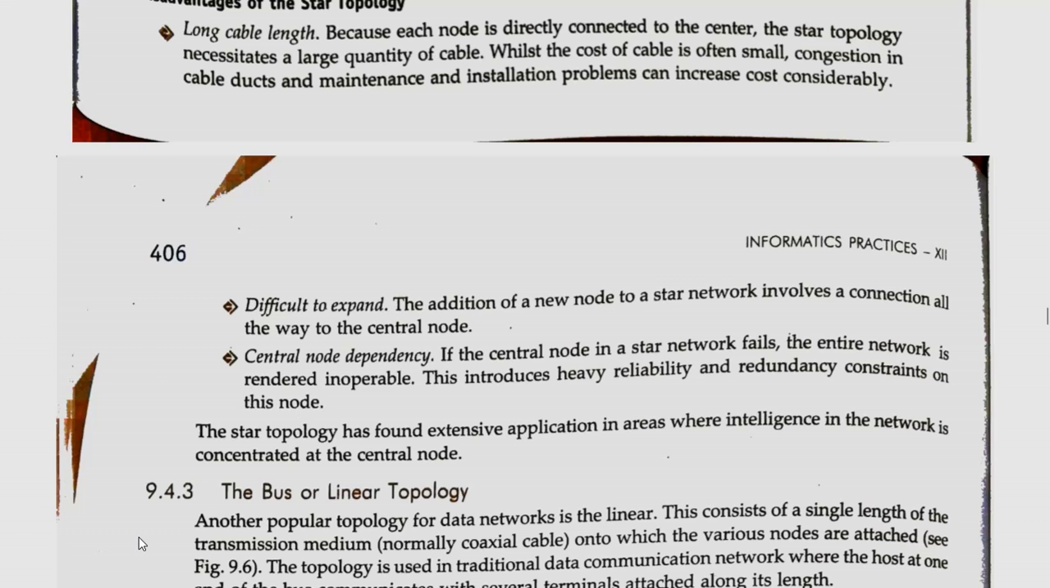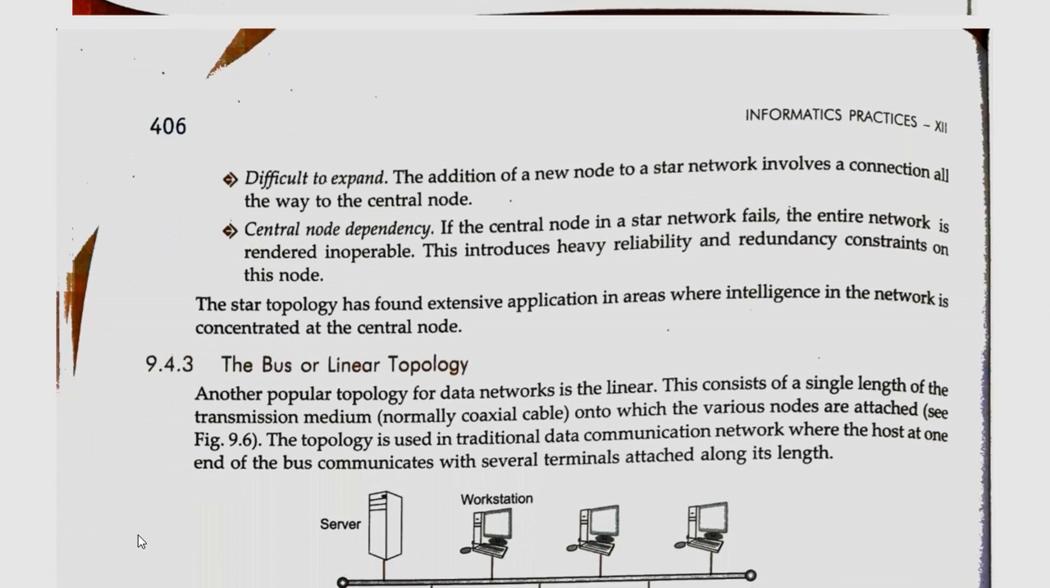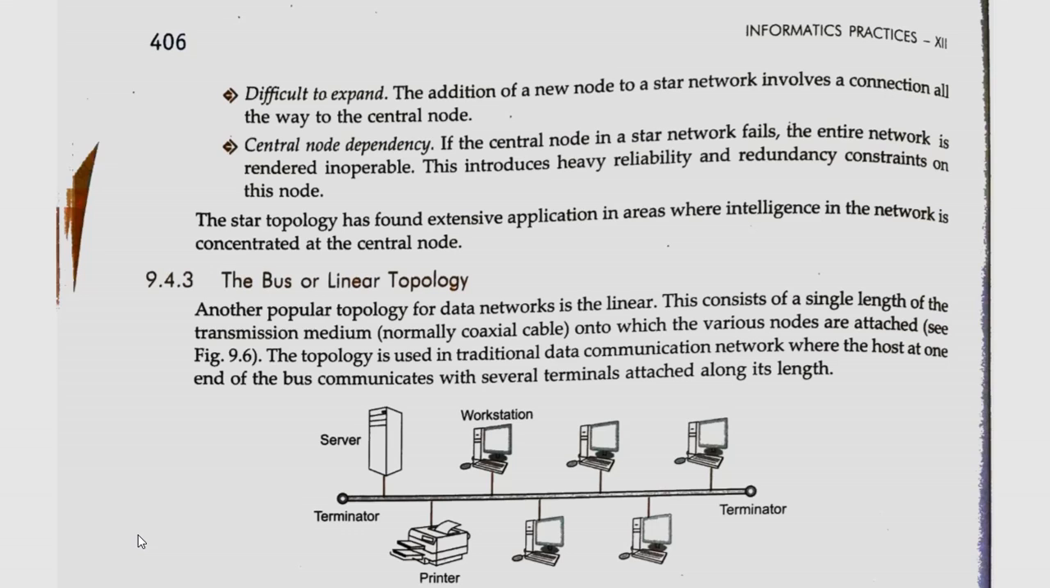Okay, so according to the demand or the purpose of the networking, you can use the particular star topology. Our next thing is the bus or linear topology. It is also known as linear topology because it is creating a linear path. Another popular topology for data network is the linear. This consists of a single length of the transmission medium. So a single wire is there for the communication. It is actually a normal coaxial cable onto which the other various nodes are attached.